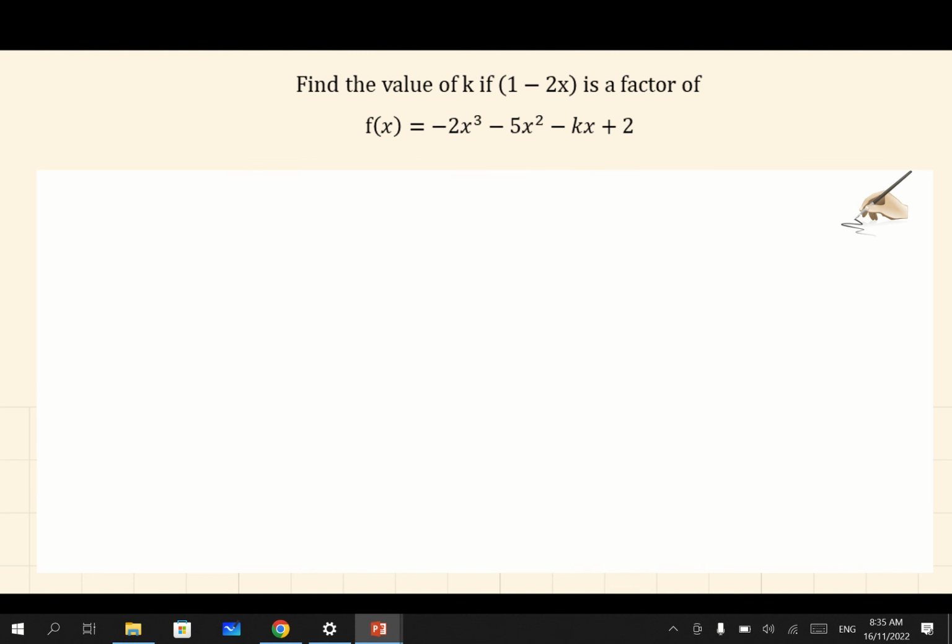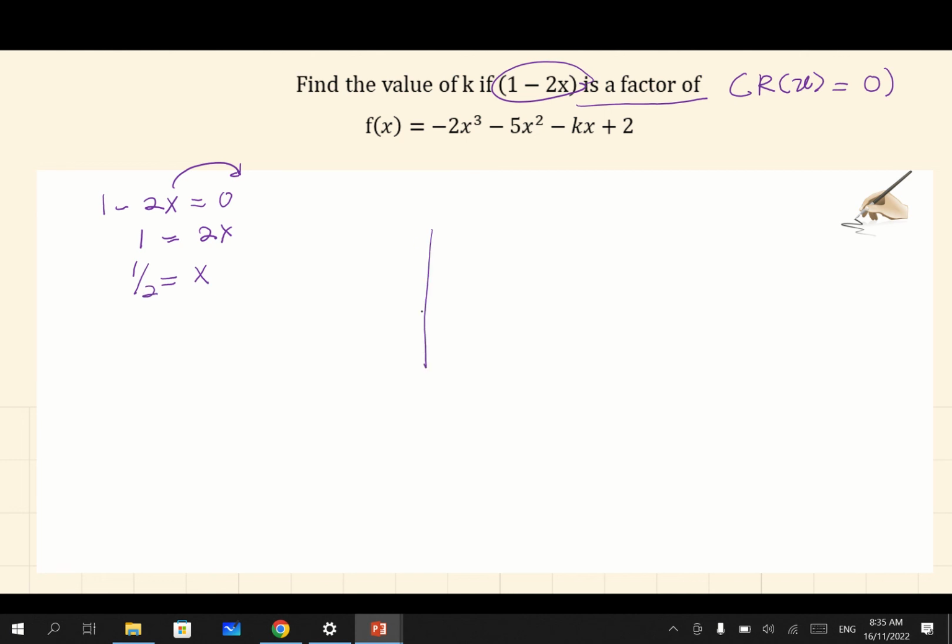Okay. So, macam yang kita dah tengok dekat previous video, bila dia kata is a factor, you have to remember that the value of remainder equal to 0. Baki sama dengan kosong kalau dia factor. And then dia bagi function fx. So, first, sama step macam sebelum ni, which is kita kena tahu dia punya value of x. Set dengan 0. Kita equalkan dengan 0. Bring negative 2 to the right, and then the value x will be 1 over 2.